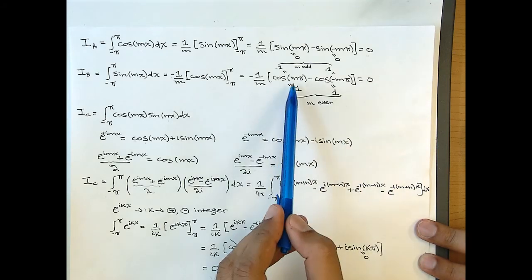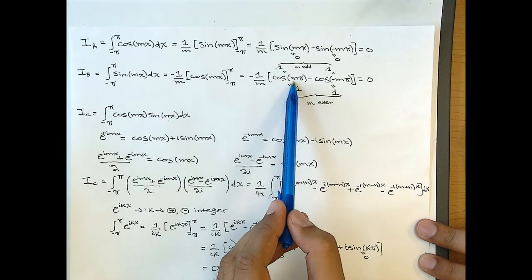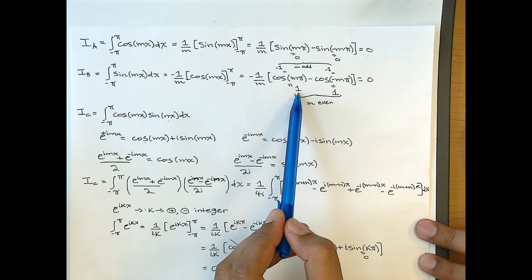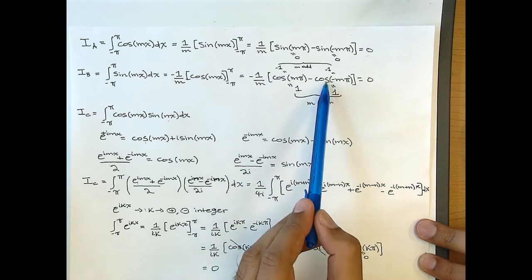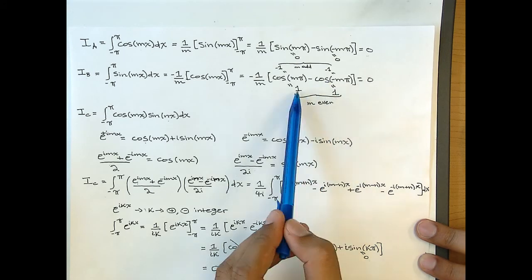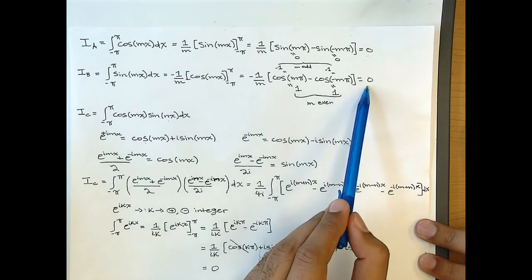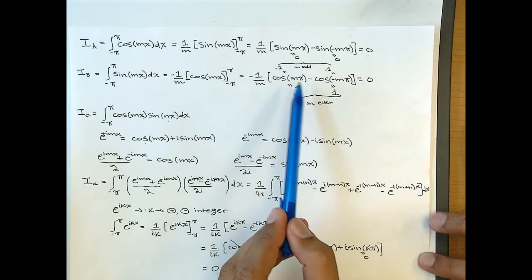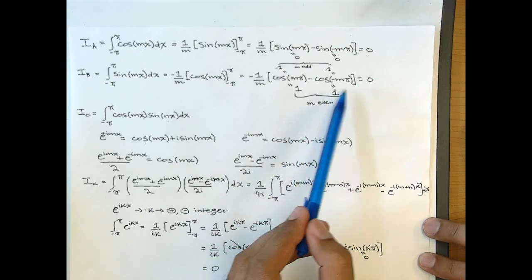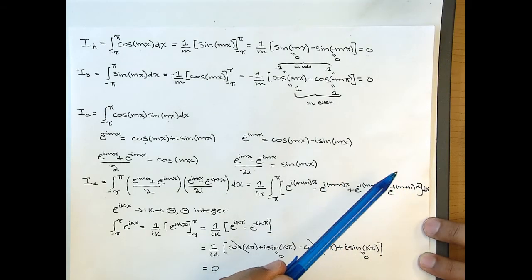Okay, and similarly when m is even, the cosine will be 1, and this will also be 1. So in that case we would get 1 minus 1, which is 0. So whether m is even or m is odd, either way this integral will go to 0.